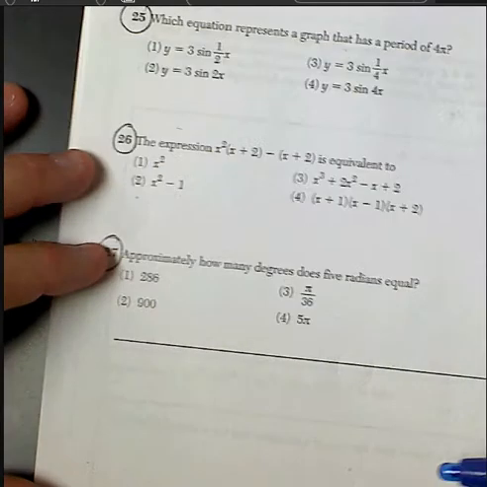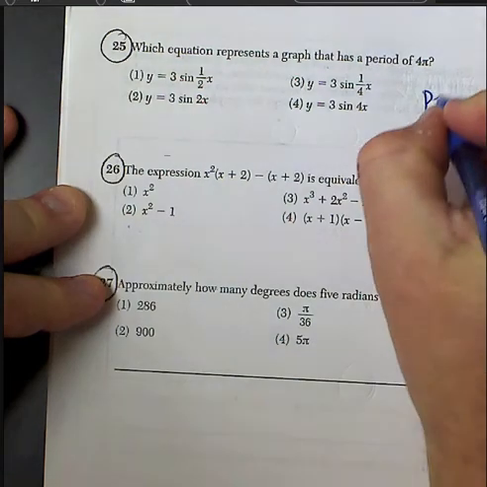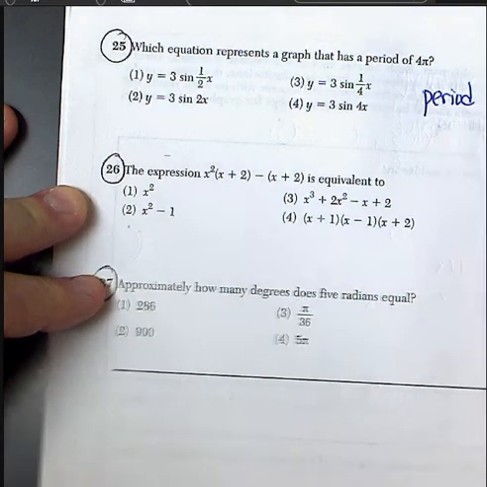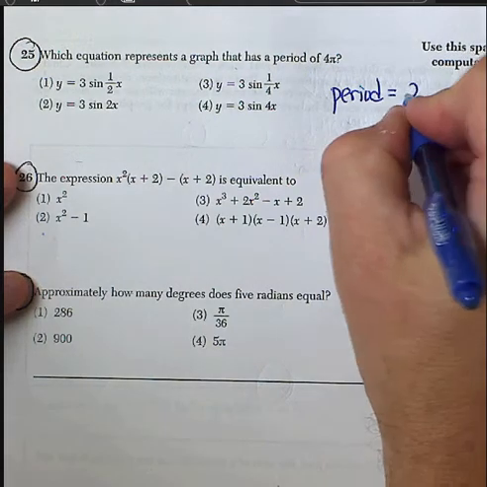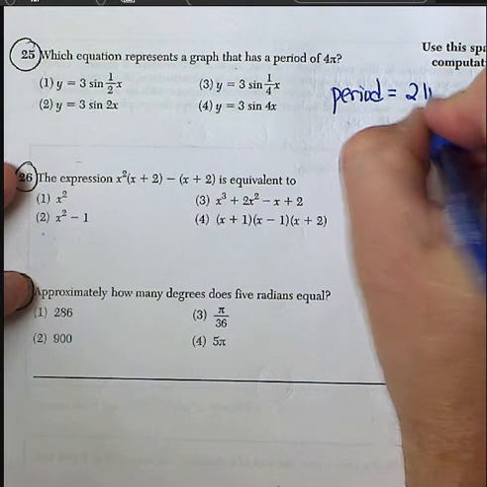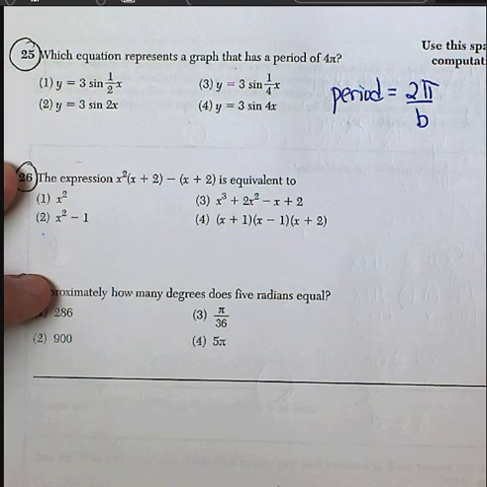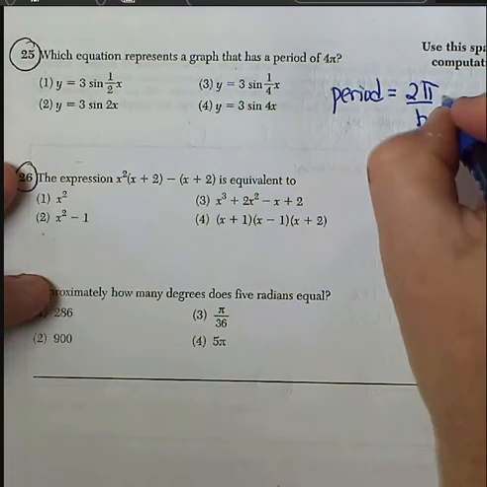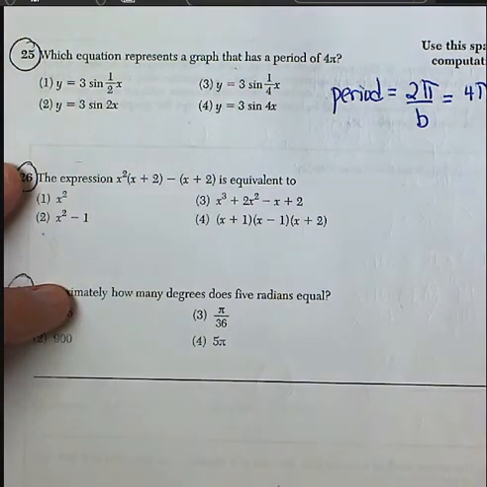Question 25. Which equation represents a graph that has a period of 4 pi? Well, first we have to know the formula for period, and period is equal to 2 pi divided by the frequency, which is b, or absolute value of b. All right, so we're good with that, and they're telling us through the problem that this is 4 pi. So really we want to try to solve for b.